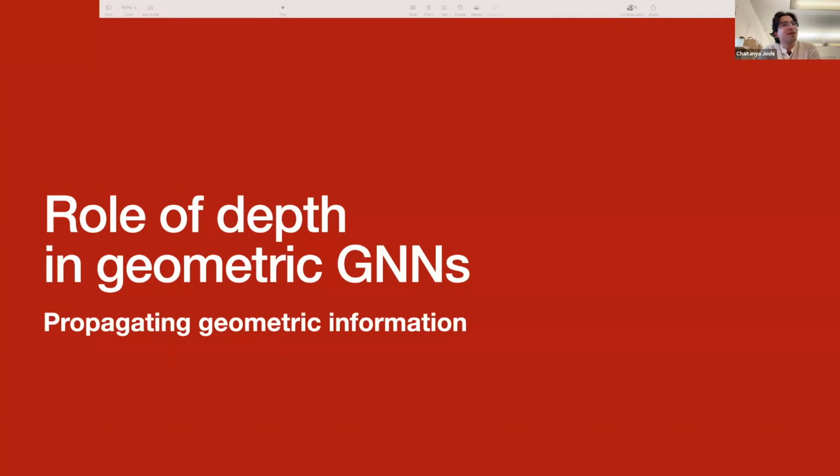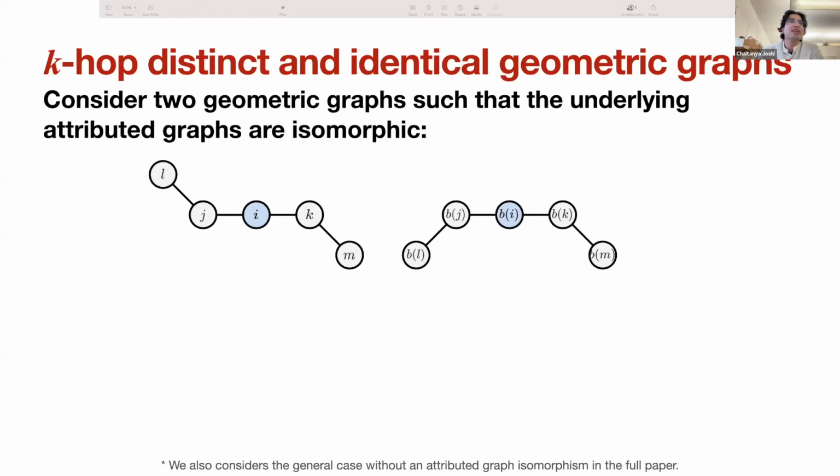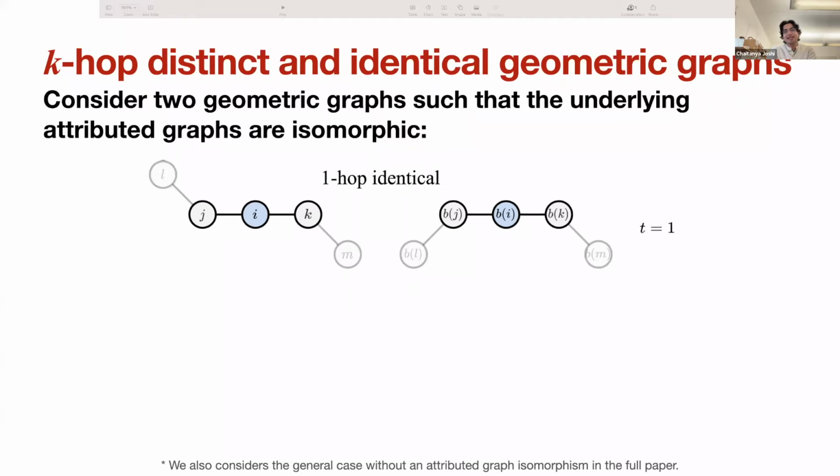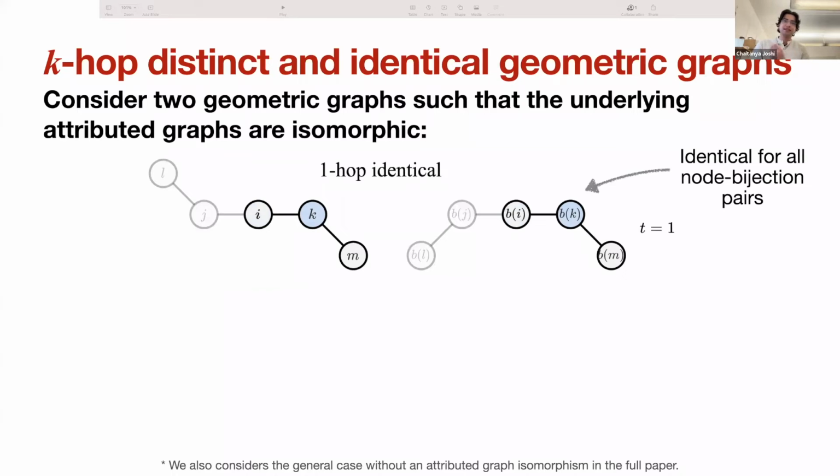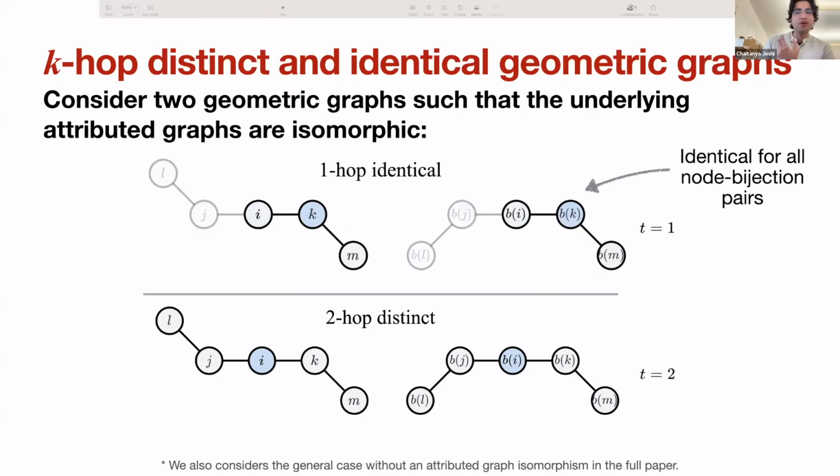So, for example, something that is somewhat obvious, but where we were able to understand the mechanisms a bit better, is the role of depth and how it propagates local geometry. As we saw in the examples previously, we had these two graphs which are identical up to one hop. For every neighborhood, they're identical, but they're distinct when we consider two-hop neighborhoods.